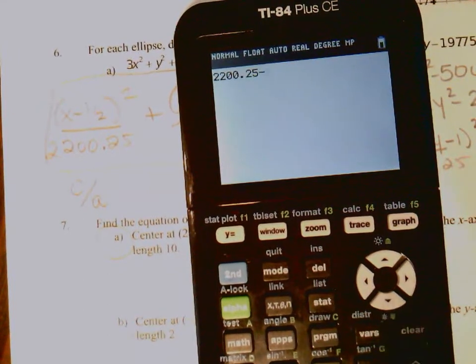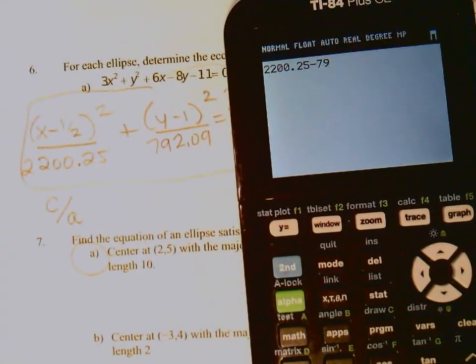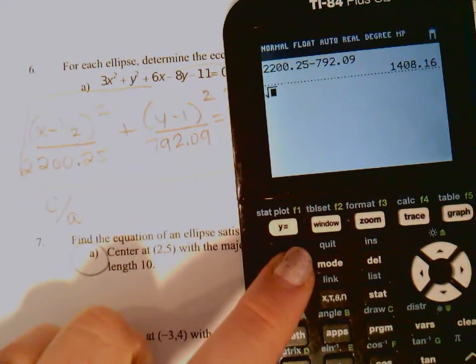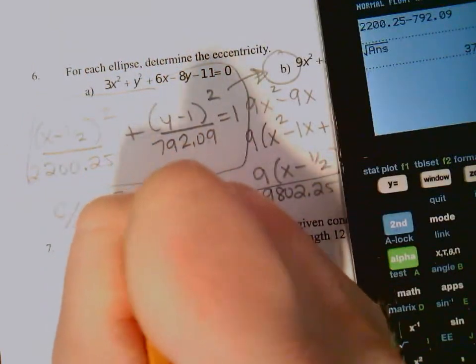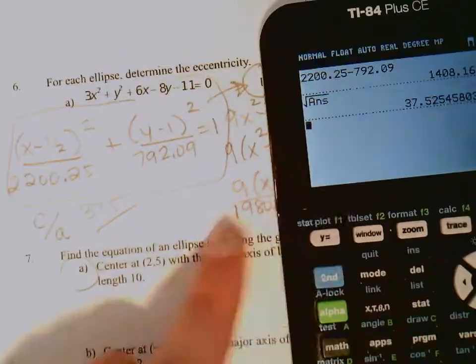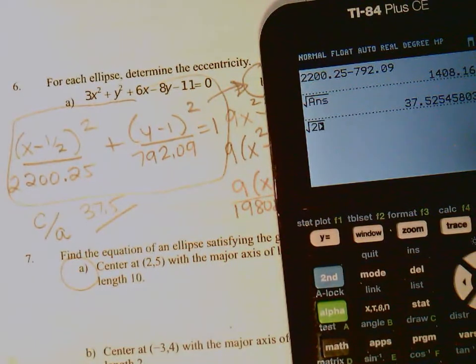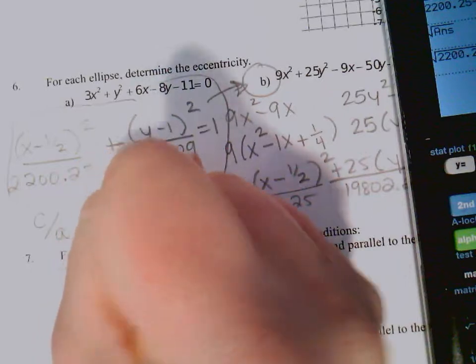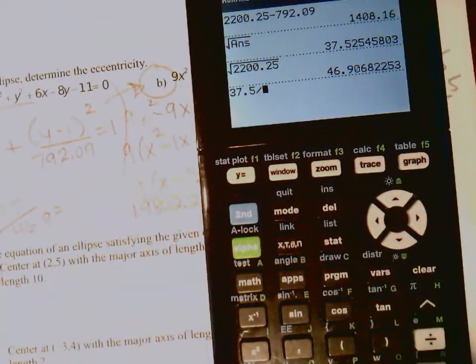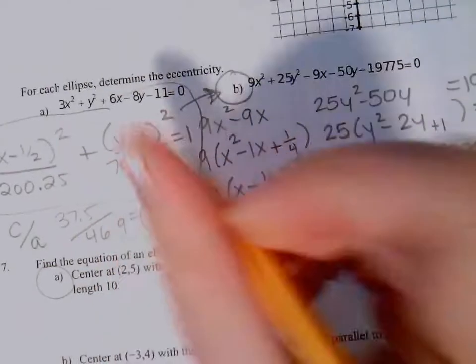So 2200.25 minus 792.09, take the square root. 37.5 is about my C value. And what's my A value? It'd be the square root of 2200.25, 46.9. So when I take 37.5 and divide by 46.9, I get 0.8 about. So 0.8 is my eccentricity for part B.